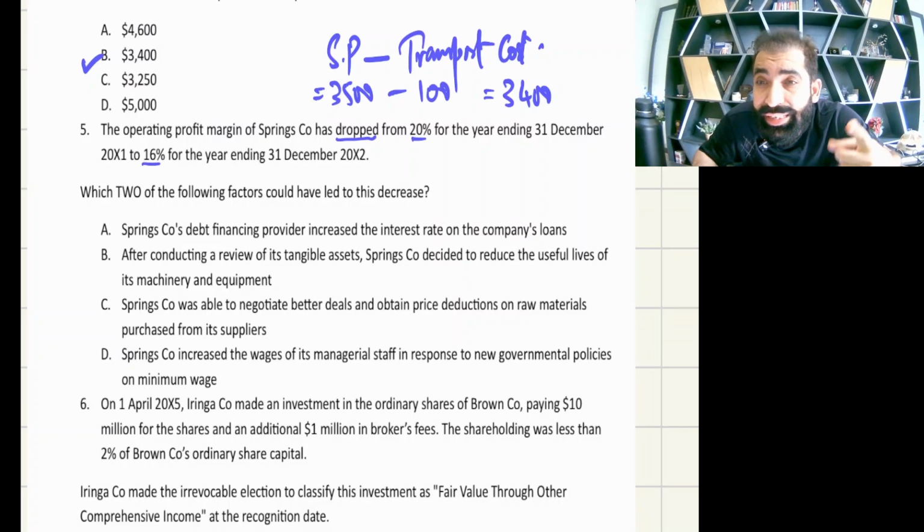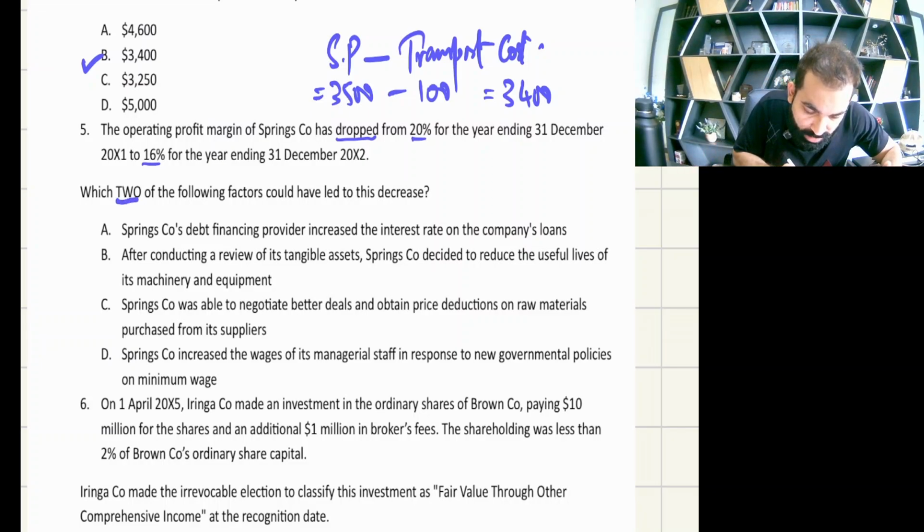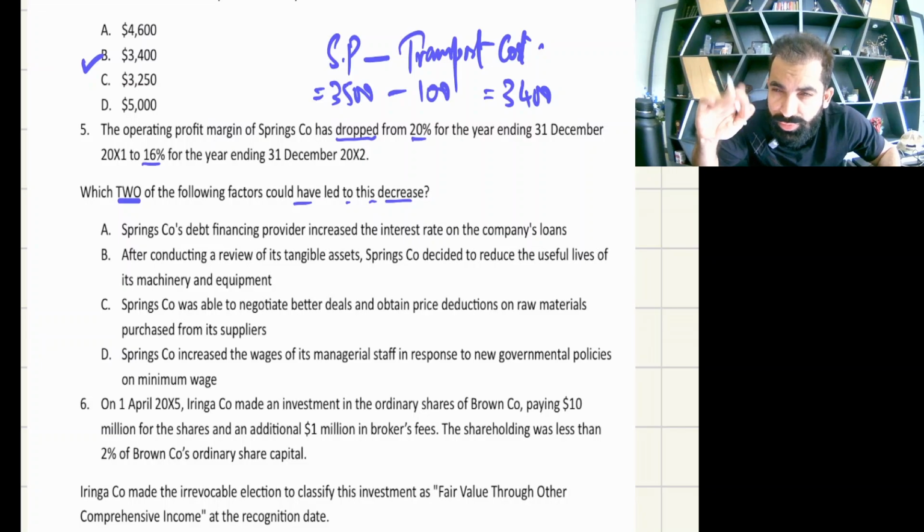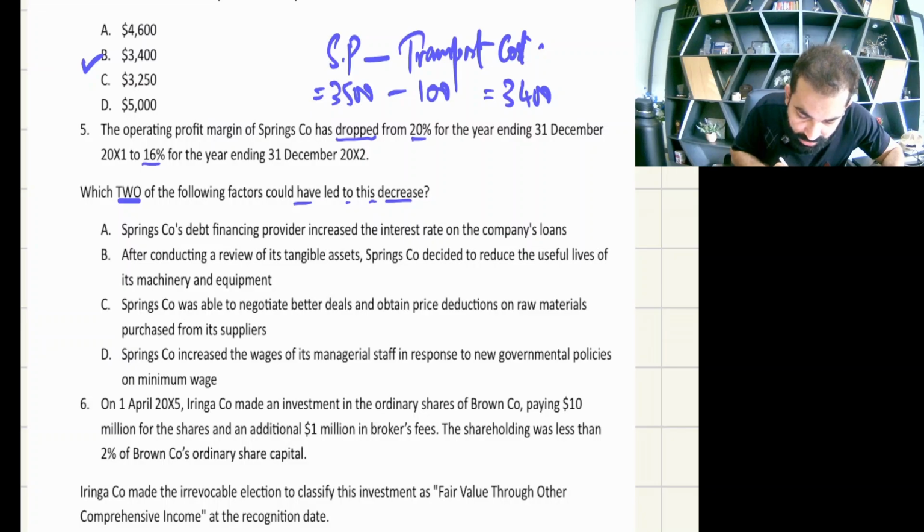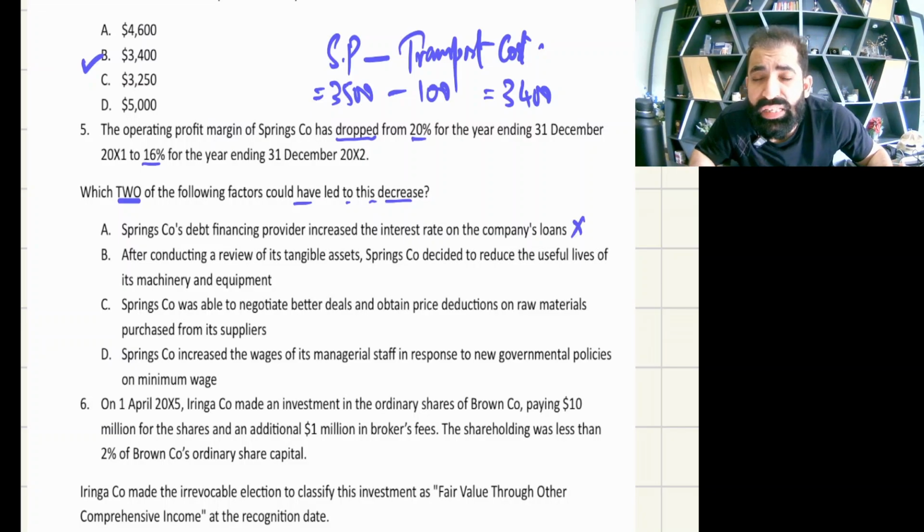But interest will come after PBIT. Interest expense comes after PBIT, so interest expense won't be your answer in this question. Be careful. We need to pick two answers. Which two of the factors could have led to this decrease? When our operating profit is going down, that means our operating cost is going up. Spring company's debt financing increase. No, this is not the answer, because finance cost or interest expense comes after PBIT, and they are asking about PBIT. Operating profit means PBIT.